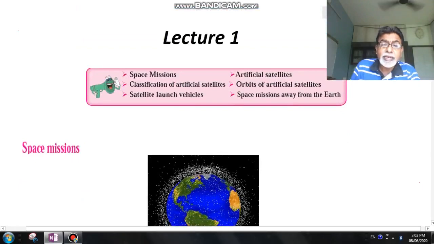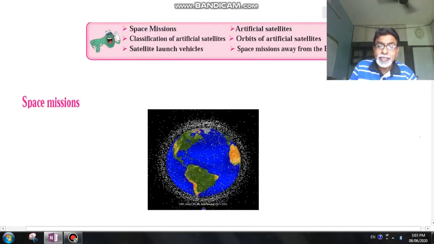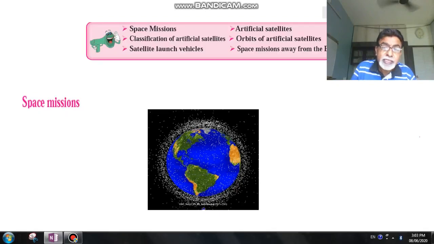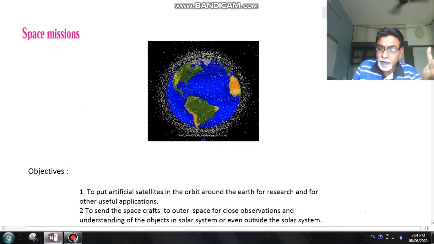Today thousands of satellites are revolving around the earth. Look at this picture I have shown you, these dots. These are the satellites revolving around the earth, so a huge crowd of satellites is there. What is the purpose of space missions? For what purpose are particular space missions carried out? There are basically two main objectives of space missions. The first one is to put artificial satellites in orbit around the earth for research and for other useful applications.